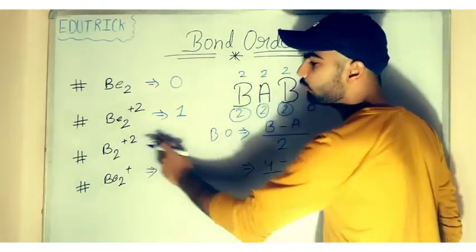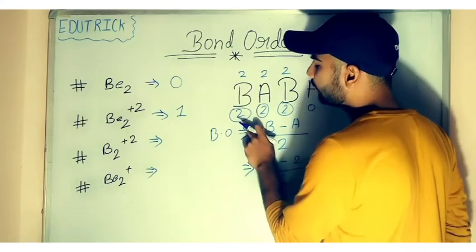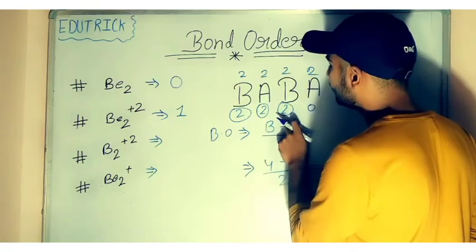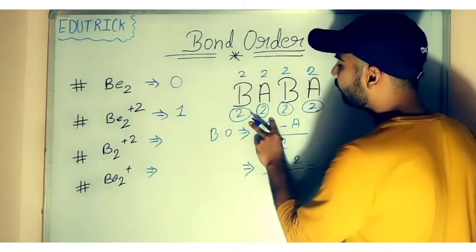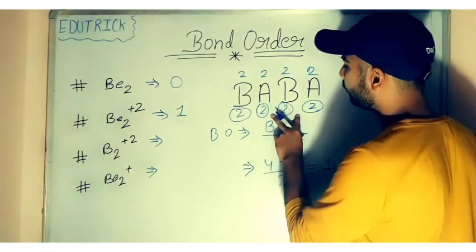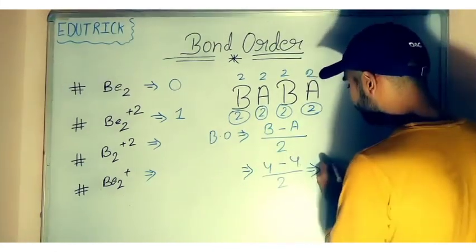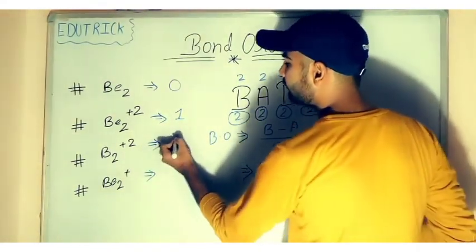For B2 plus 2, 2 electrons come in the bonding orbital and 2 electrons in the anti-bonding, 2 electrons in the bonding and 2 electrons in the anti-bonding. So the total number of bonding electrons is 4 and the total number of anti-bonding electrons is also 4. So 4 minus 4 is 0. So B2 plus 2 has bond order 0.